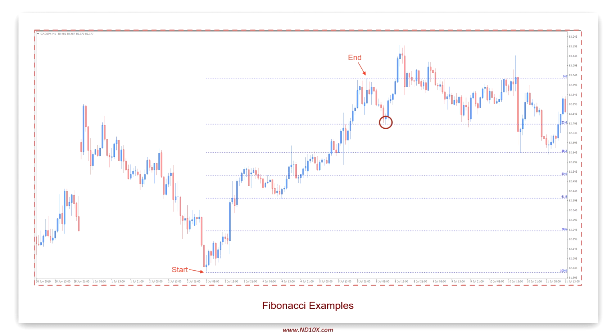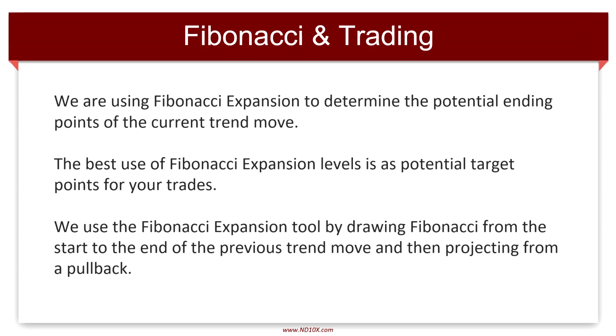We are using Fibonacci expansion to determine the potential ending points of the current trend move. The best use of Fibonacci expansion levels is as potential target points for your trades. We use the Fibonacci expansion tool by drawing Fibonacci from the start to the end of the previous trend move and then projecting from a pullback.